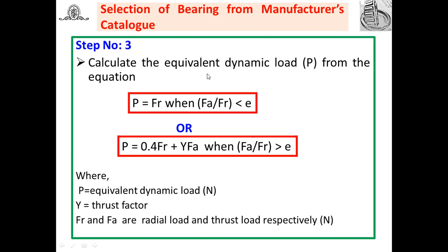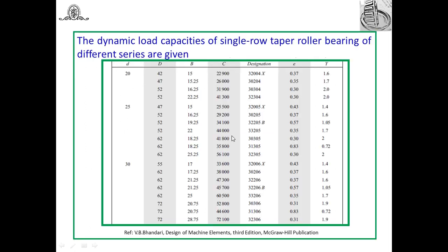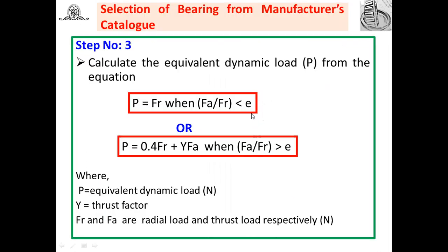So we have to calculate the equivalent dynamic load from the equation P is equal to FR. That means the equivalent dynamic load P is equal to the radial load when FA by FR is less than e. Suppose at a bearing, you have to calculate the axial load as well as the radial load, and you have to check whether it's less than e or greater than e. Where will you get the e? Suppose shaft diameter is 20. If I select this first bearing 32004X, e is equal to 0.37. If this e of 0.37 is greater than FA by FR, then you go with P is equal to FR. But if FA by FR is greater than 0.37, then you have to use this equation.